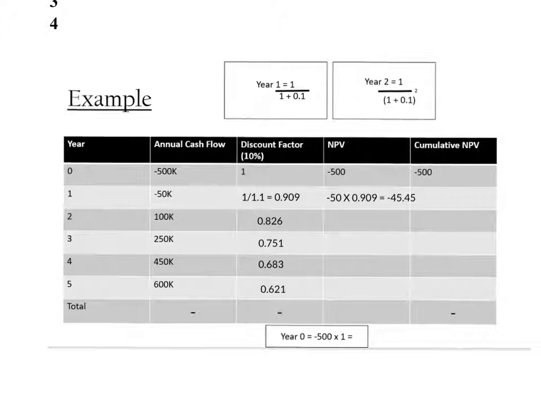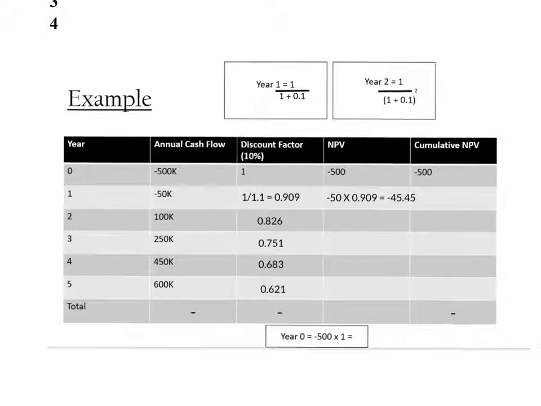So all I'd have to do is minus 50 times my discount factor of 0.909, and that gets me minus 45.45 for that year. Okay, so what it's trying to say is in a year's time, that minus 50,000 is not going to be worth minus 50,000, and so on.